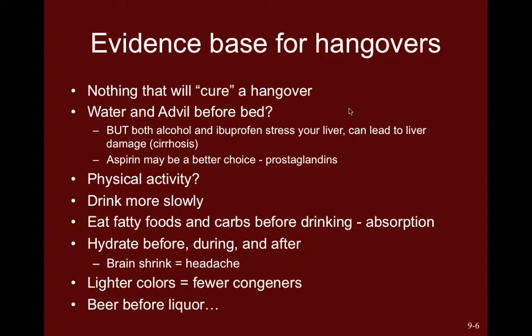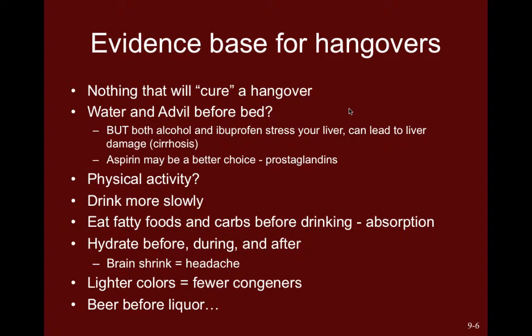In terms of the evidence base for treating hangovers, I always like to tell people what the science says as opposed to what urban myth or urban legend or your group of friends might tell you. So the evidence-based scientific experiments, we have nothing that will cure a hangover. We don't have a surefire treatment based on the available evidence.